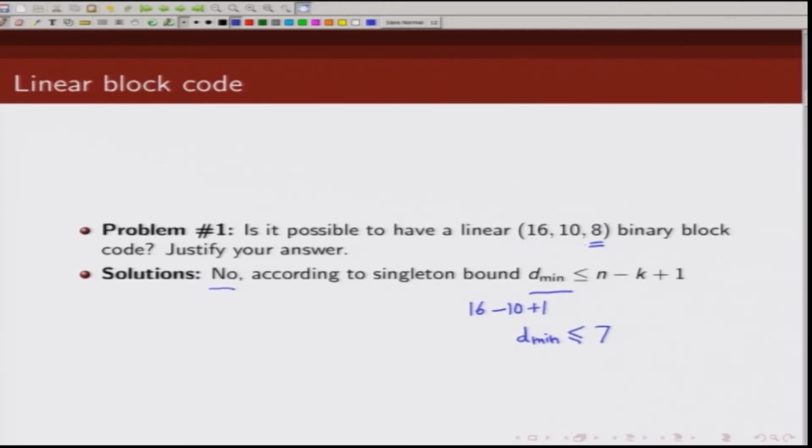So, that means it is not possible to have a linear code with these parameters. Now, please note, whenever such questions come, you will have to check whether all the bounds on minimum distance are satisfied or not.